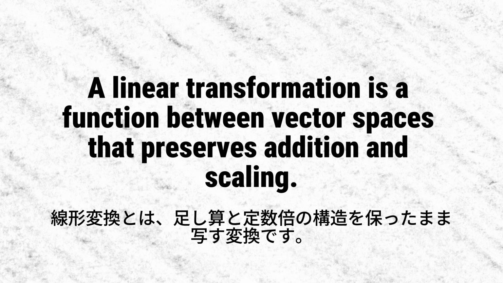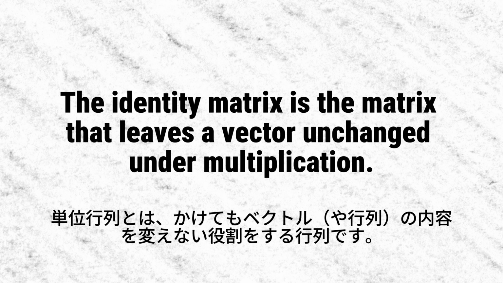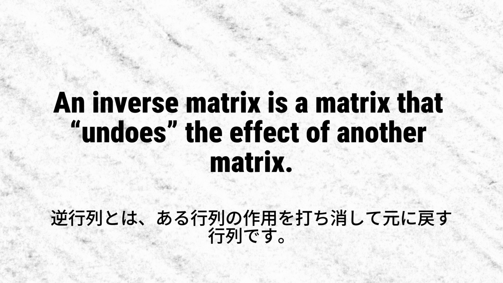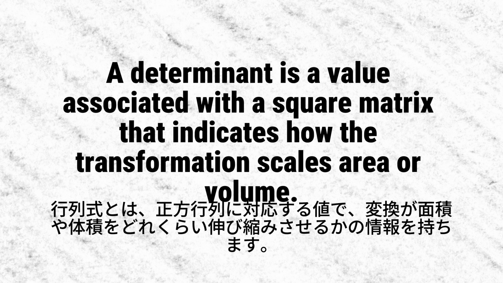A linear transformation is a function between vector spaces that preserves addition and scaling. The identity matrix is the matrix that leaves a vector unchanged under multiplication. An inverse matrix is a matrix that undoes the effect of another matrix. A determinant is a value associated with a square matrix that indicates how the transformation scales area or volume.